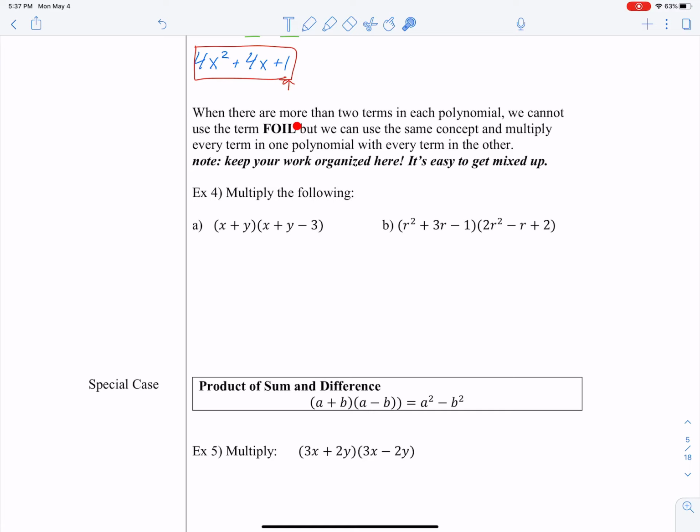Okay, that's why I didn't really ever like the word FOIL, because you can't use that anymore. But you can still do the first times the first, times the second, the first times the third. You can do that, okay? Which I just find easier than the term FOIL. So here we have x times x, so we get x squared. Then we have x times y, and then we have x times minus 3.